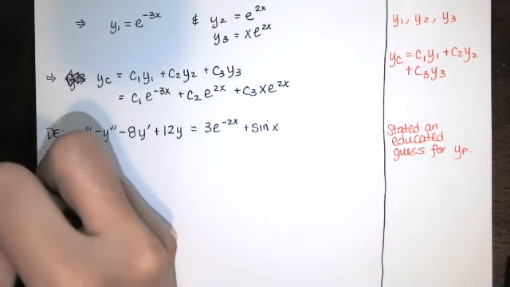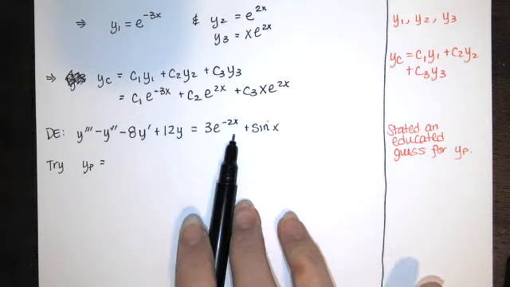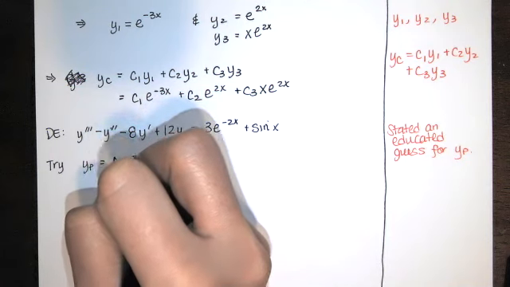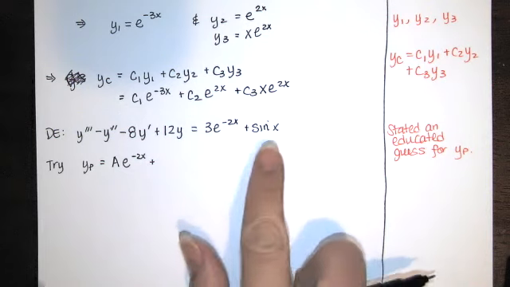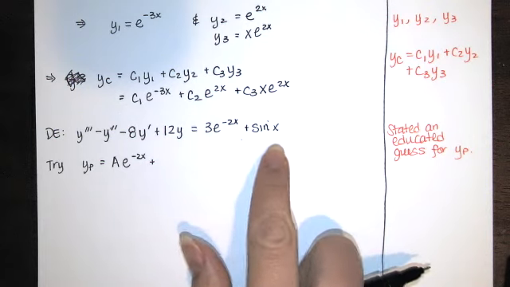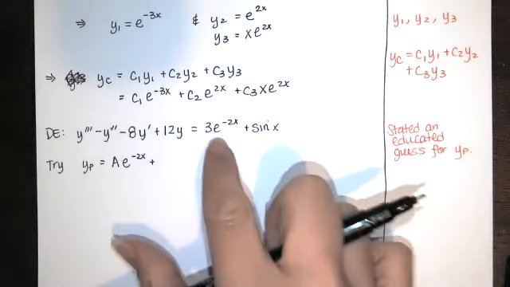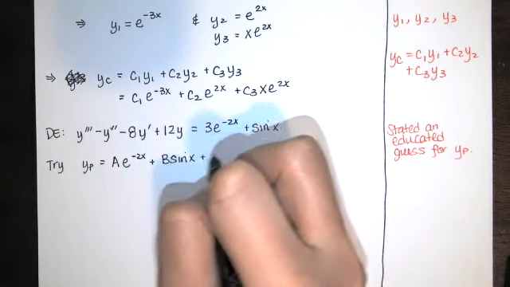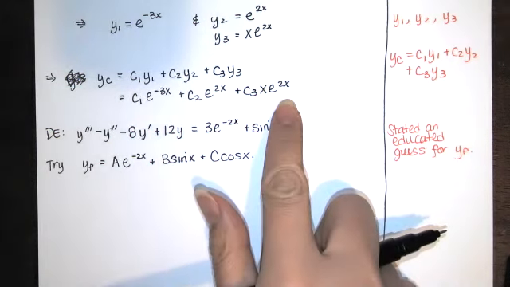So first, let's say we're going to try y sub p equals this. Well, that's a constant times e to the negative 2x. And then for that piece, that's what I would guess. And then for here, I've got a constant times sine of x. Since constants times sine of x and constants times cosine of x could potentially give me a sine of x, I need two terms. I need a b times sine of x, and I need a c times cosine of x. Okay, now before I go further, I need to look at this and compare to this list.